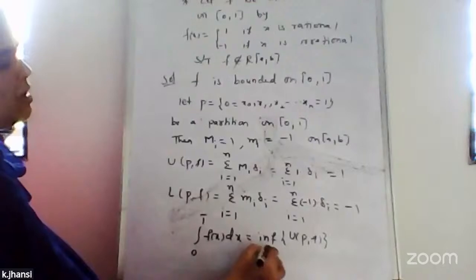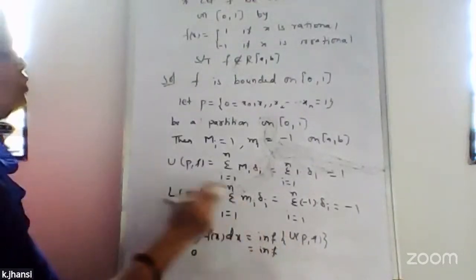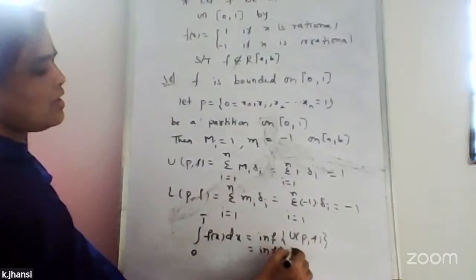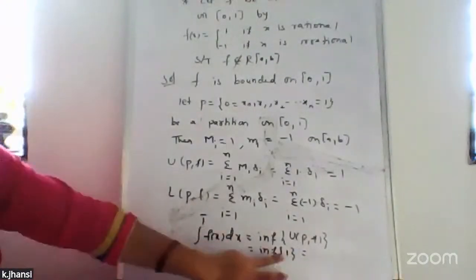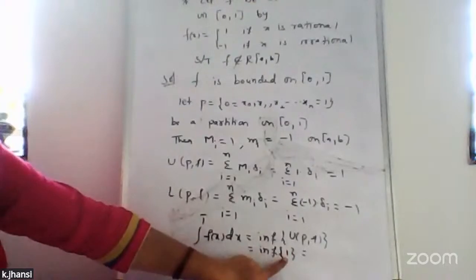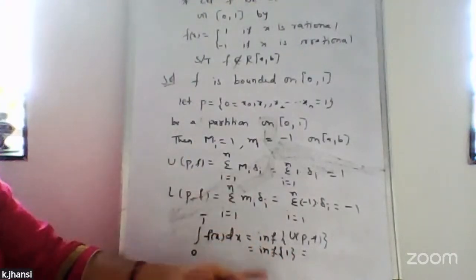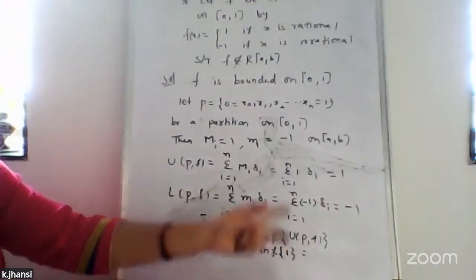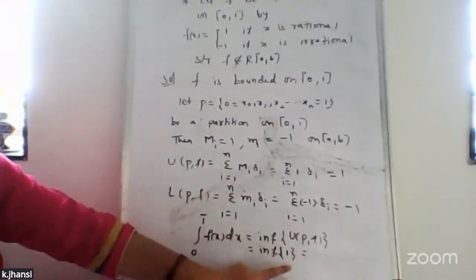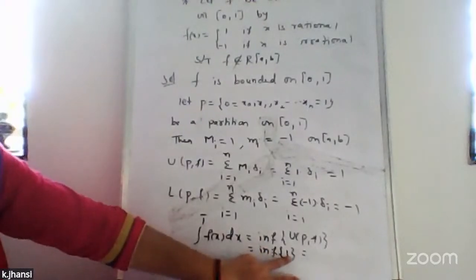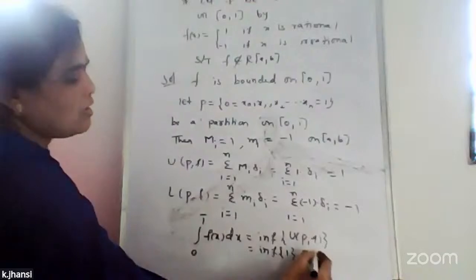So the infimum of the U(P, f) values: what is the U(P, f) value? It is 1. There is only one element, and that element is 1. Infimum means the least element. Since only one element is there, it is both the least and the highest element. So the infimum of 1 is what? You will get 1 only.